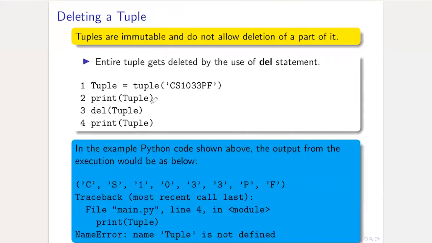I am showing it here. We have the tuple here, and I am using line number 3 to delete it. After deleting, I try to print it, and then I get an error message saying line number 4, you are trying to print a tuple, whereas it is not defined, which means the Python system has removed that particular variable because you deleted it.